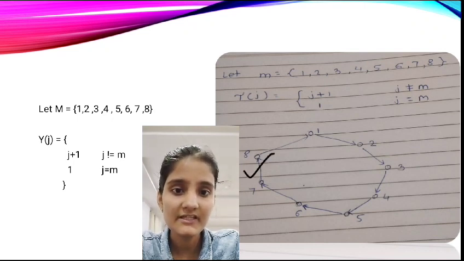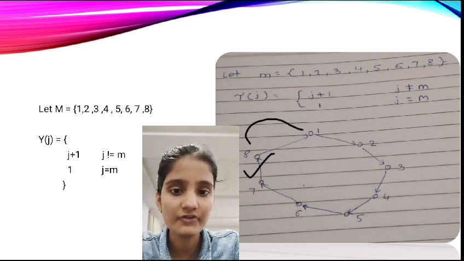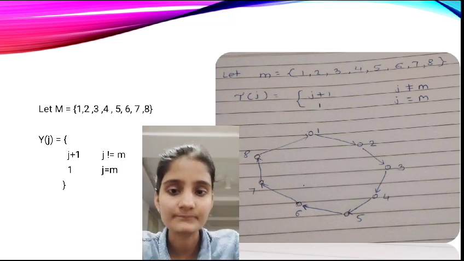Now j is equal to m, that is, 8 is equal to 8. At that time we consider 1 again. So when we reach 8, we point back to 1. This is all about the clock algebra.